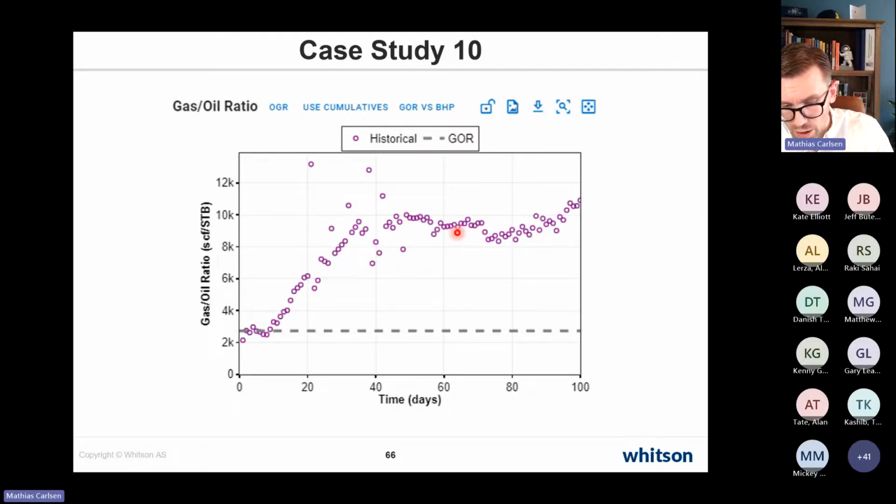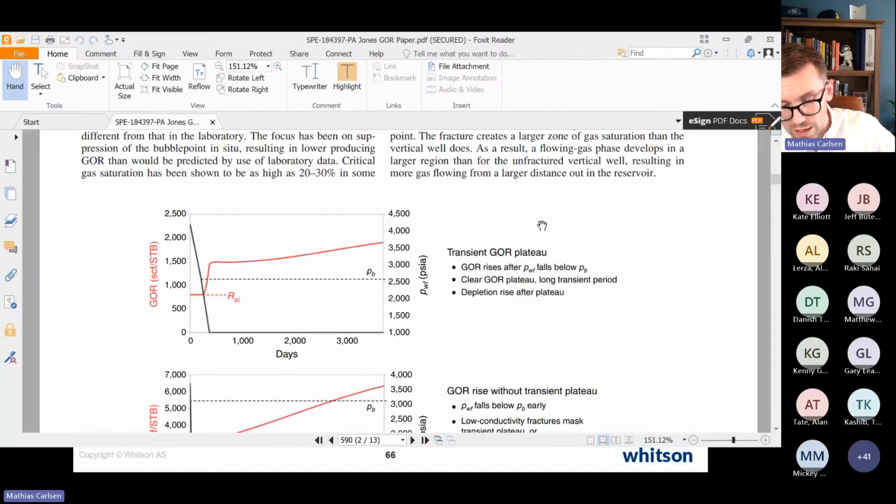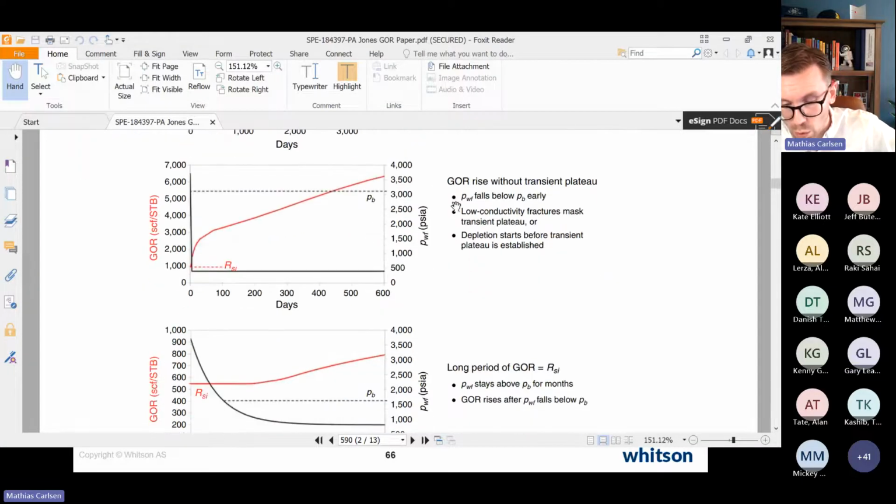It shoots up, boom, pretty constant, and then it starts to shoot up again at later time, most likely because it's entering boundary dominated flow. But if it's a more low connectivity system, then these plateaus are basically masked, and that's what he's talking about right here.